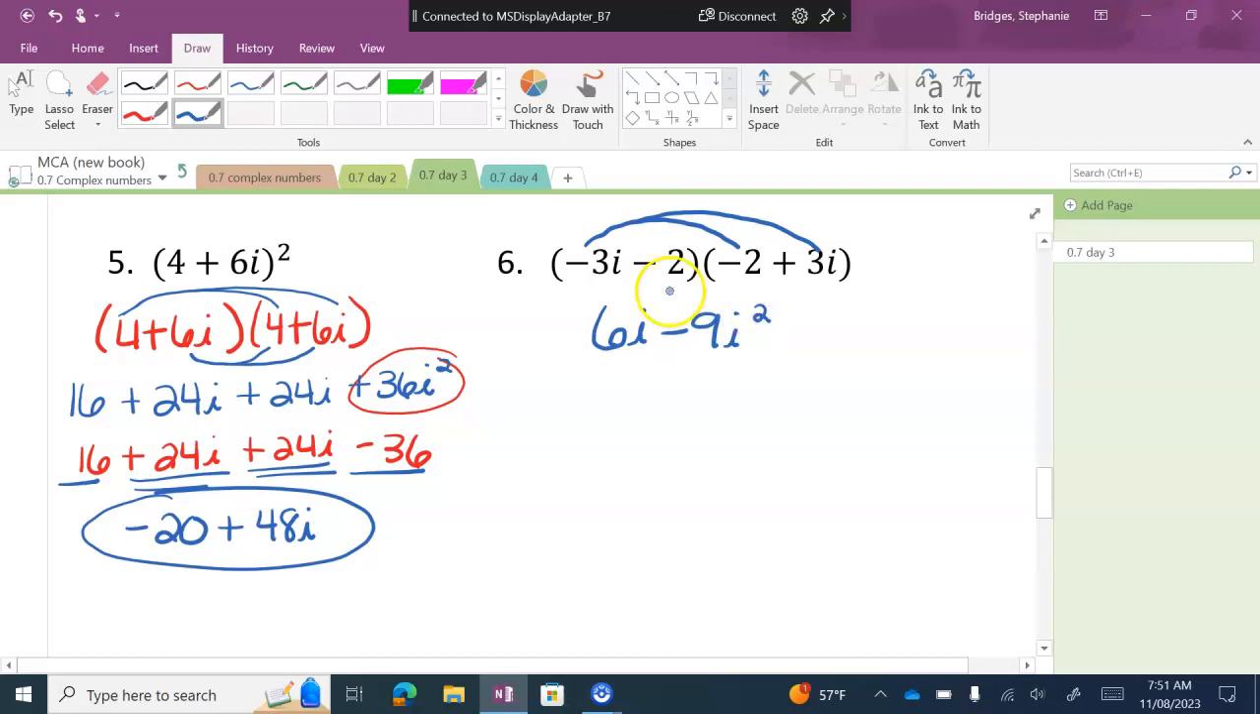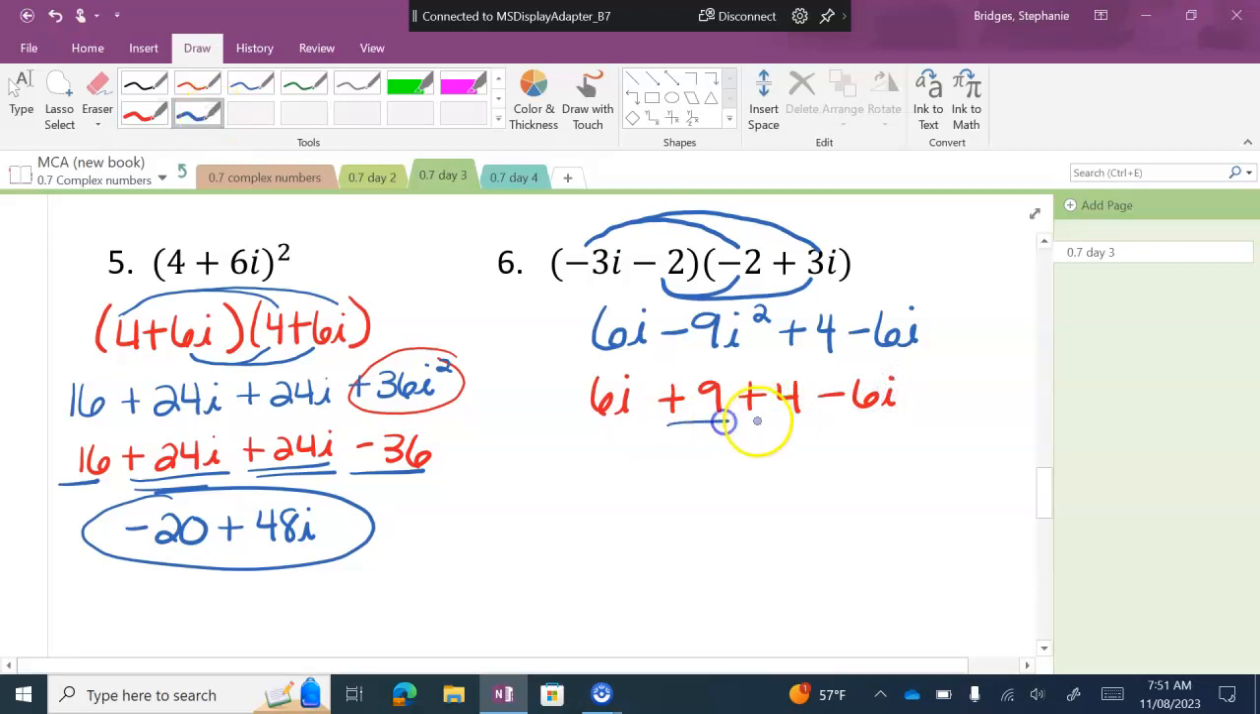Okay. Then inside terms, -2 times -2 is a positive 4. And then -2 times a positive 3i is going to give me a -6i. But again, before I start combining my terms, I'm going to get rid of my i squared. Everything else is going to stay the same until then. If I have -9 times i squared, what kind of 9 does that turn it to? Positive. Again, everything else is going to stay the same.